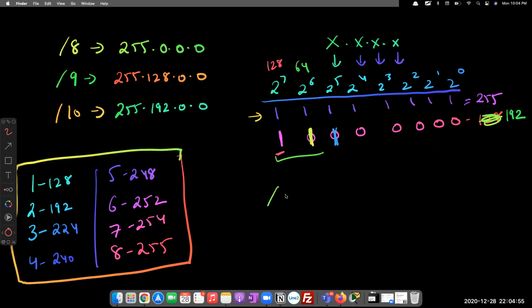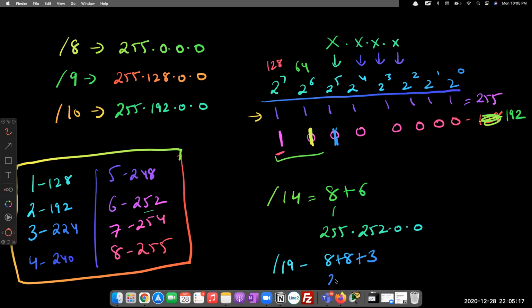Now, if I'm calculating for slash 14, what you will do, 8 plus 6 is 14, right? And you know always 8 means 255 and 6 means 252.0.0. Let's do slash 19. How do you calculate 19? 8 plus 8, 16, 16 plus 3. So 255, 255, and 3 means 224.0. Just write this one.